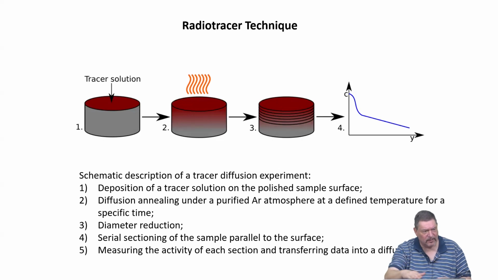Then you cut thin slices. Then you count for each slice the radioactive decay products, which are proportional to the number of radioactive tracer atoms in each layer. And then you plot it as some function of the depth. And this function of the depth will vary depending on whether you are measuring in the regime where volume diffusion is dominant, or where grain boundary diffusion is dominant, or where both contributions affect your result, or also if dislocation pipe diffusion would be a dominant or major mechanism.